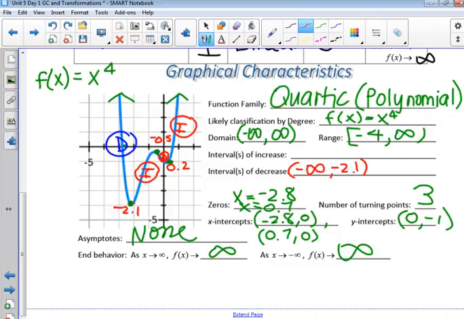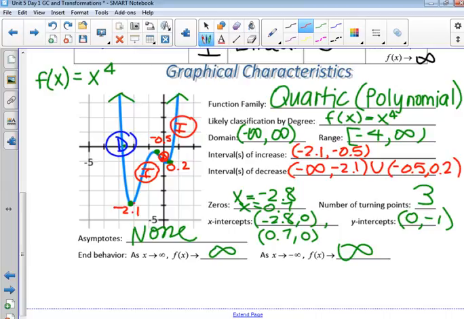What do I start doing from here? Increasing. So that's going to be the beginning of my interval of increase. So -2.1 to what number? -0.5. From -0.5, what do I start doing? Decreasing. From this x value to this x value. So you write it as an interval, not a point. So from -0.5 to 0.2.